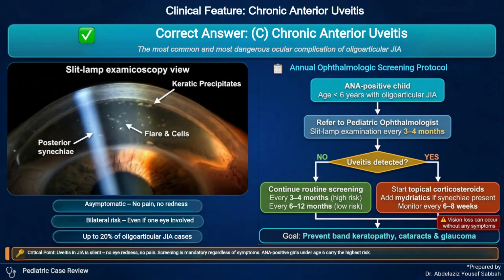The screening protocol requires antinuclear antibody-positive children under 6 years with oligoarticular disease to have slit lamp examination every 3 to 4 months. If uveitis is detected, start topical corticosteroids and add mydriatics if synechiae are present, with monitoring every 6 to 8 weeks. The goal is to prevent band keratopathy, cataracts, and glaucoma.